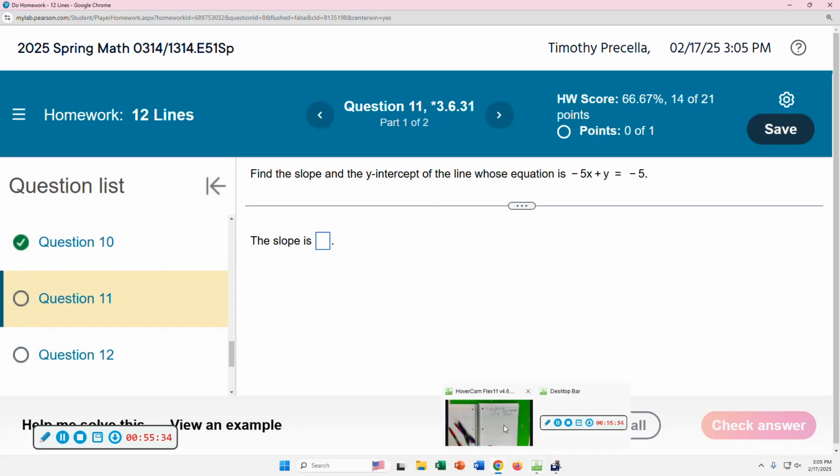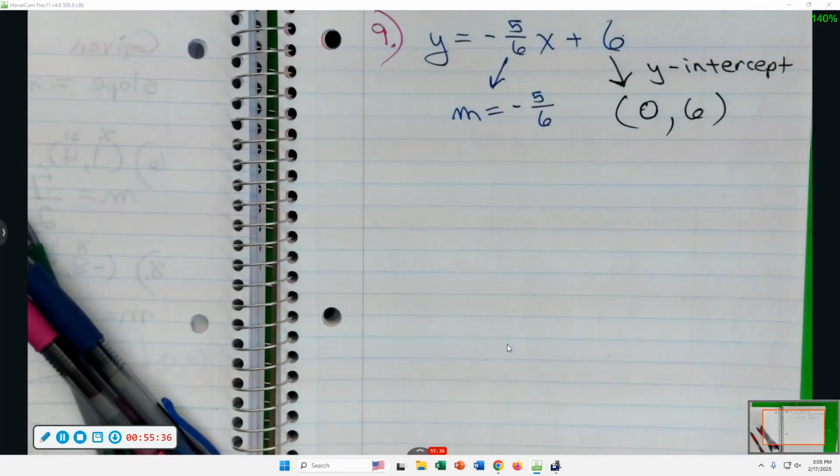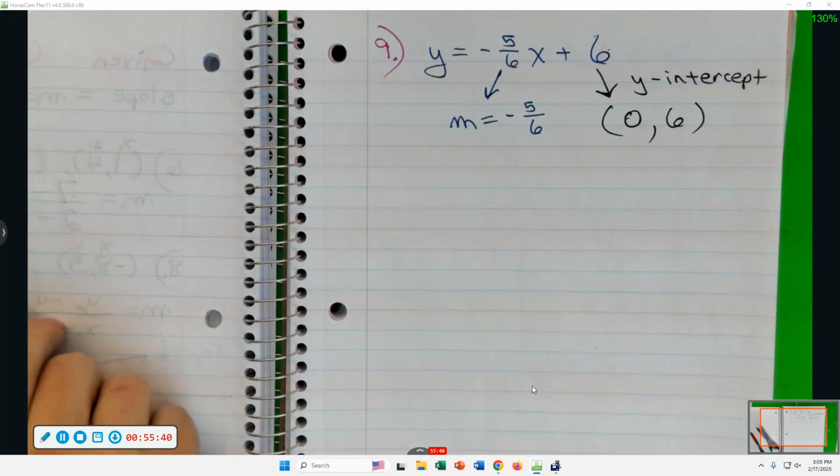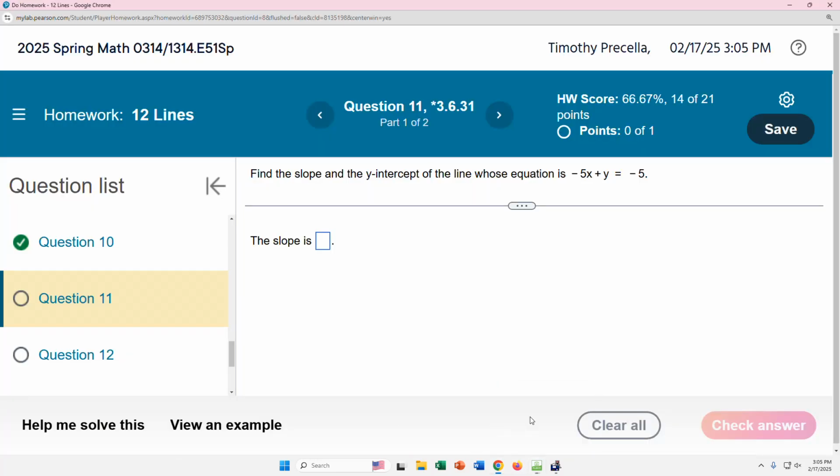Number 11. We did number 10, we just talked our way through it. Uh-oh. Look at this one. Why am I saying uh-oh? Find the slope and the y-intercept of the line whose equation is negative 5x plus y is equal to negative 5. Why did I say uh-oh?